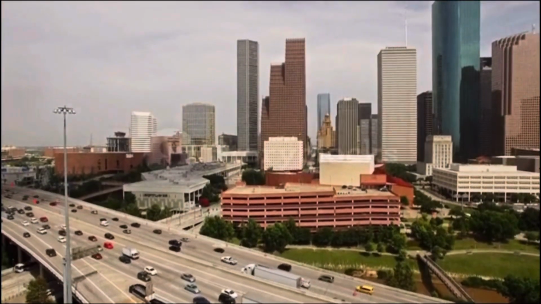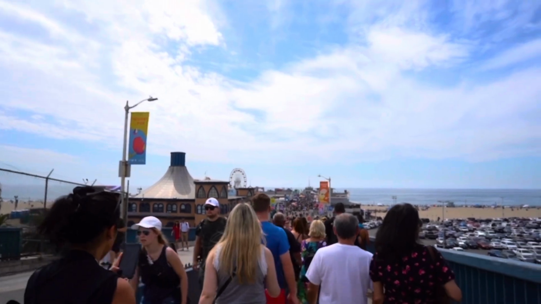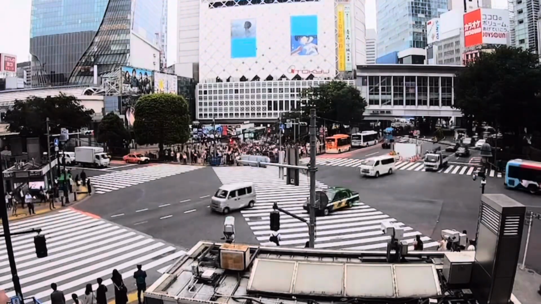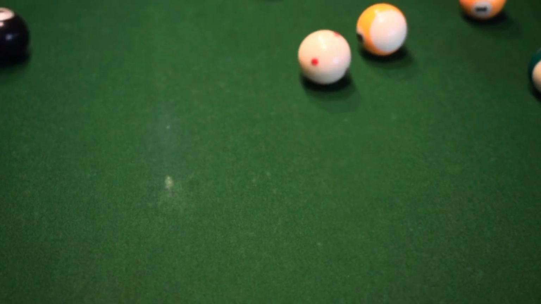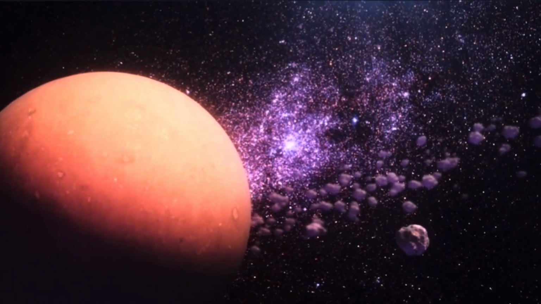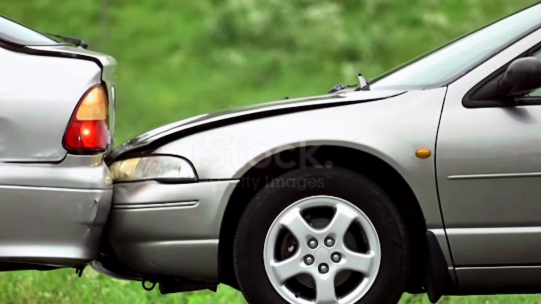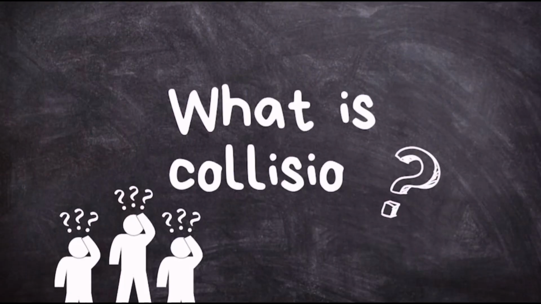Like I mentioned earlier, collisions happen everywhere. It applies to situations or events such as small particles, balls on a pool table, and even asteroids and planets. Can you believe that? Basically, anything that can collide. But what exactly is a collision?